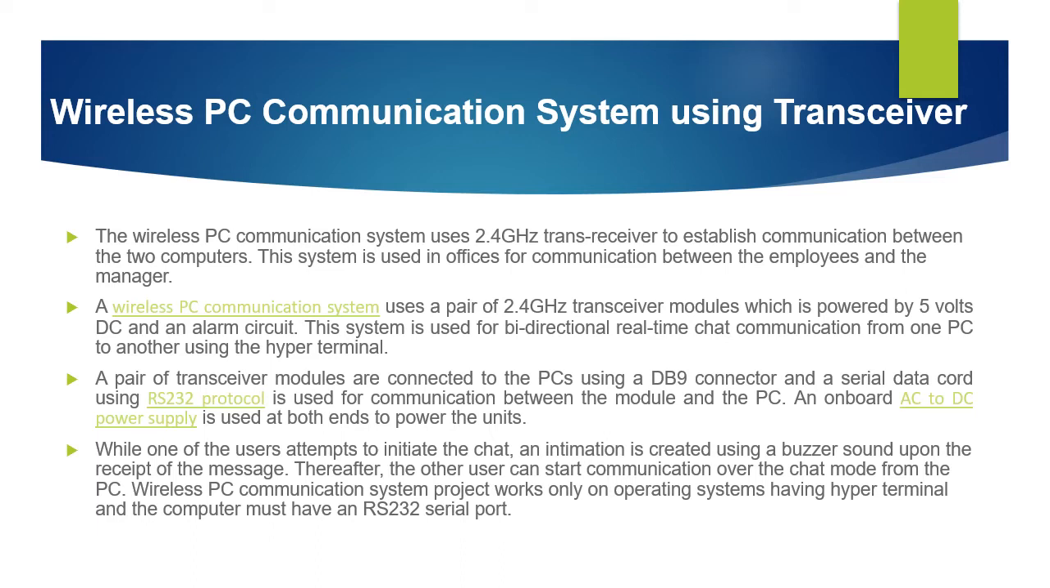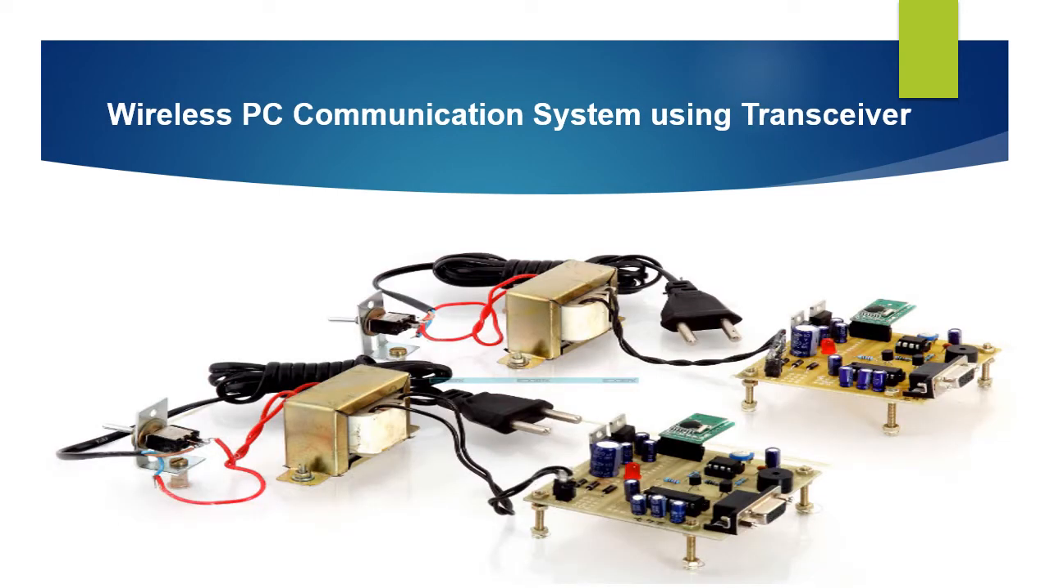Wireless communication system project works only on operating systems having hyper terminal, and the computer must have an RS-232 serial port. Only if the computer is having RS-232 serial port and it is having a hyper terminal, then only this communication system can be performed. Here you can see the picture of wireless PC communication system using transceiver.